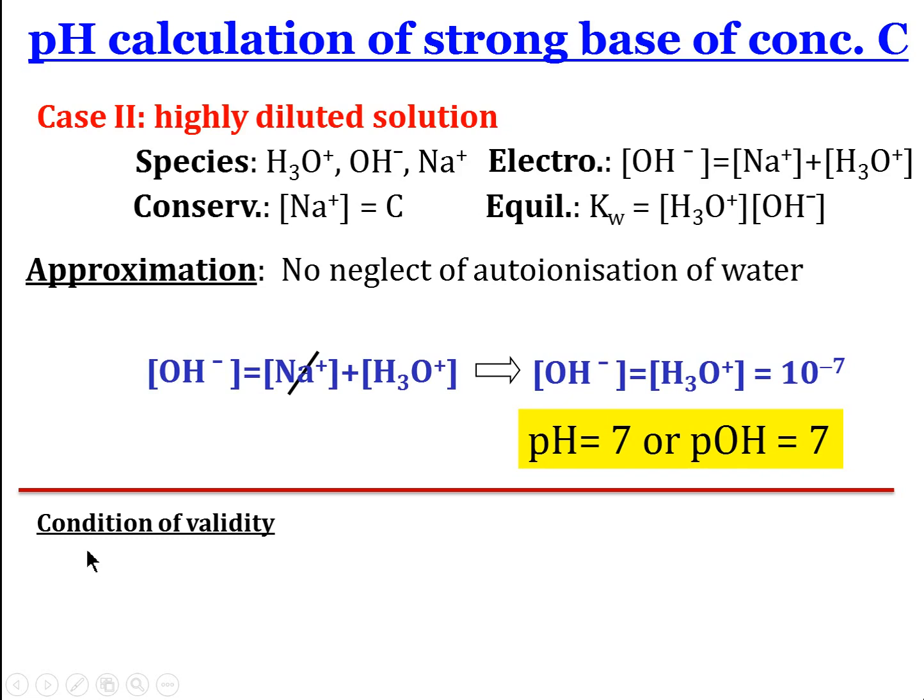The condition of validity of this formula is obtained the same way as the calculation for the strong acid. When the concentration of the strong base is less or equal to 10 minus 8, this formula is valid, and pH equals 7 or pOH equals 7.